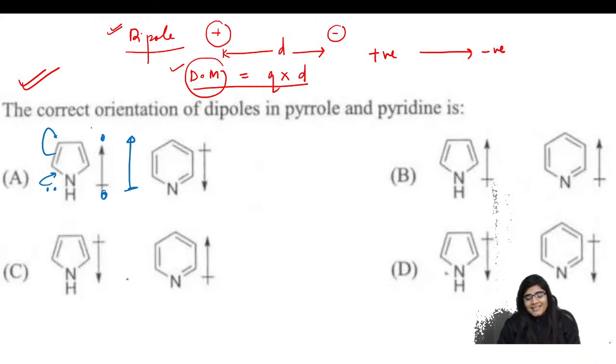So what can I say? This is the direction of your dipole. I hope it's clear to all of you. So in pyrrole, downwards to upwards is the direction of dipole.